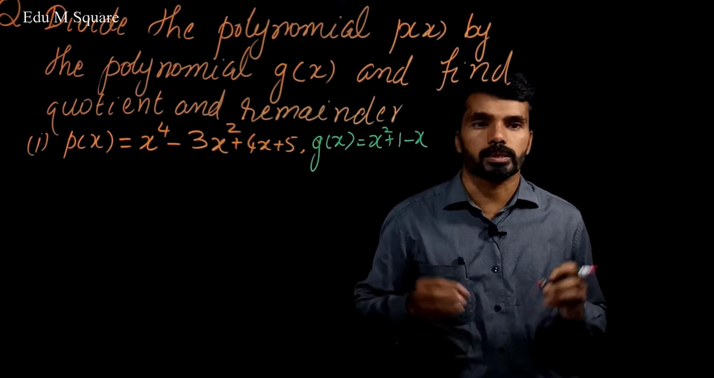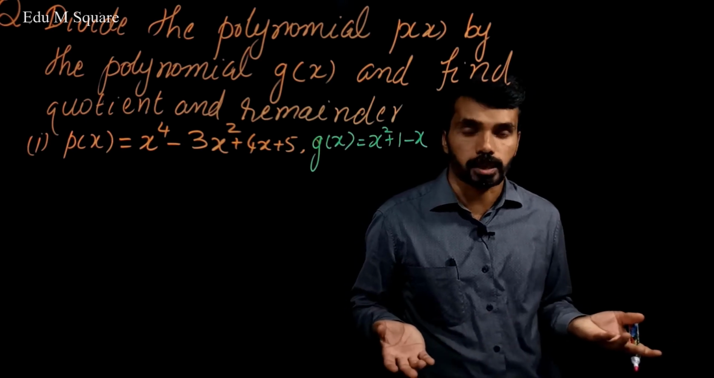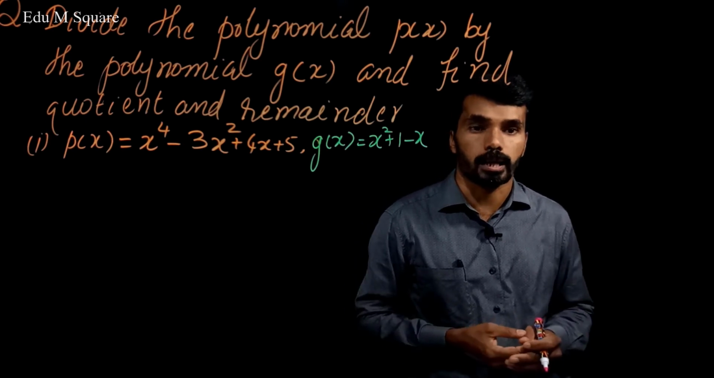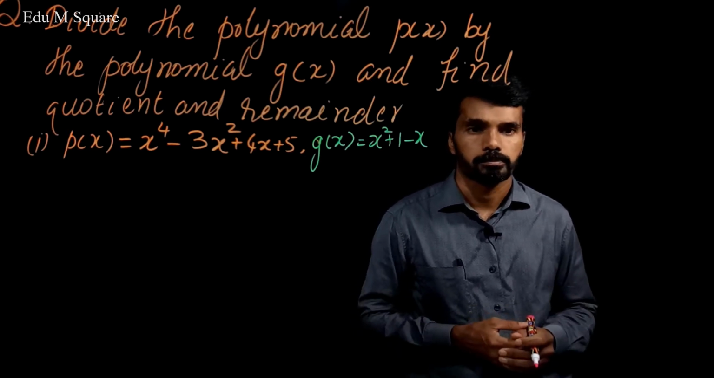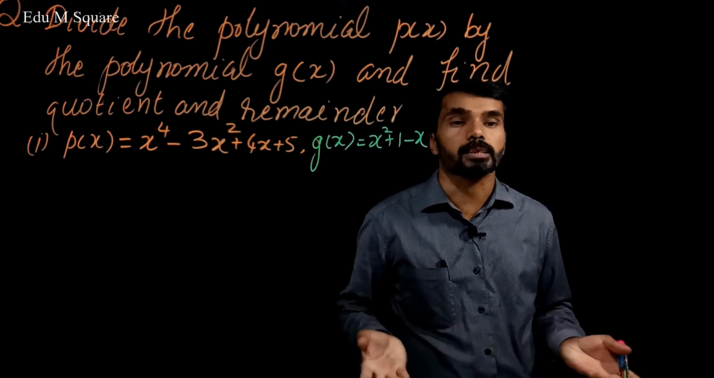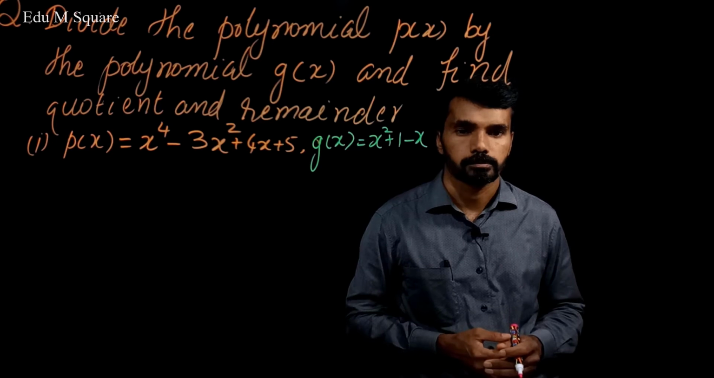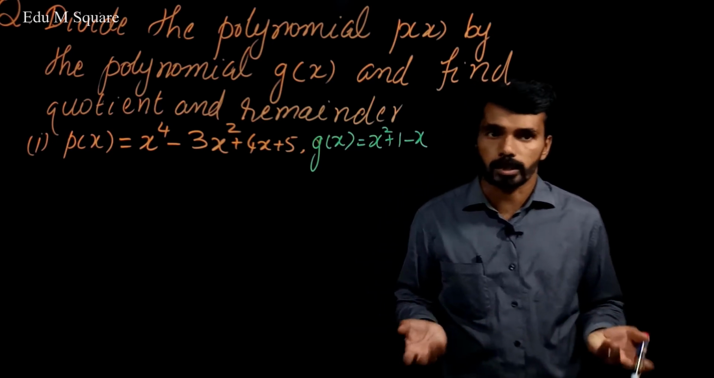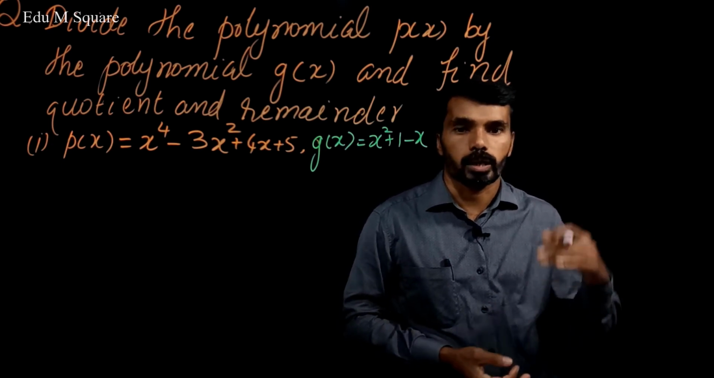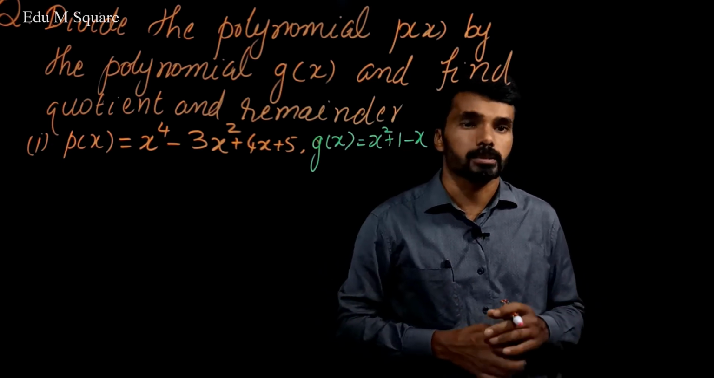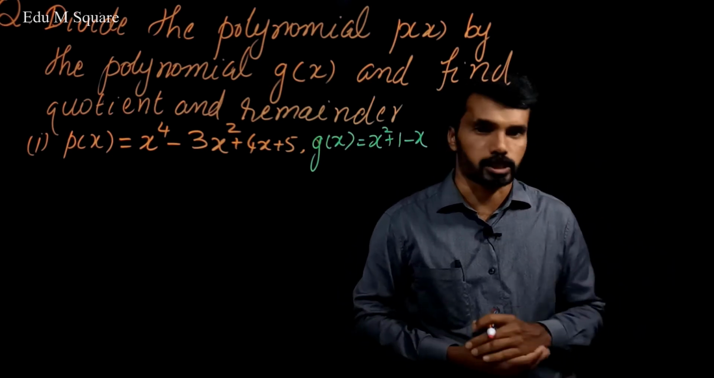Before we start the division, what we have to check? We have to check whether the given two polynomials are in the standard form. Are they in standard form? Check. Here P of x is in the standard form. But what about G of x? No, G of x is not in the standard form. So the first step, we have to arrange the terms of this G of x. That is what we have to do before we start the division process.